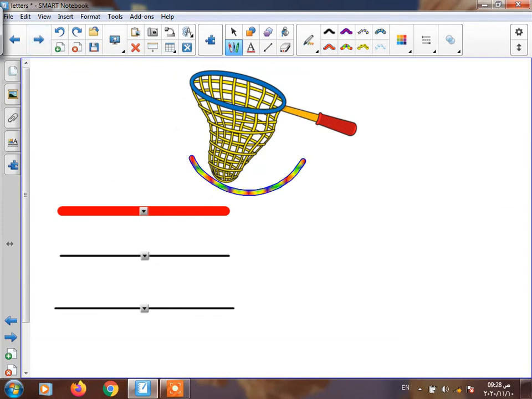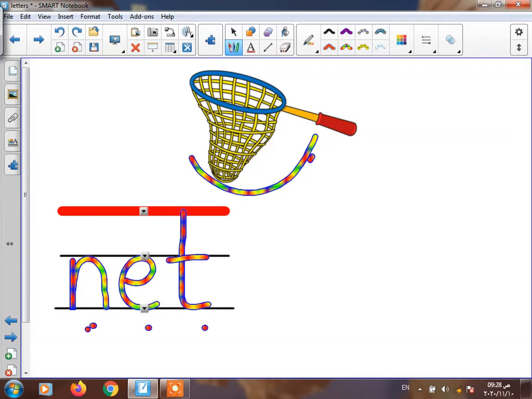What is it, KG2? It's a net. How can I write the word net? N-E-T. Net.